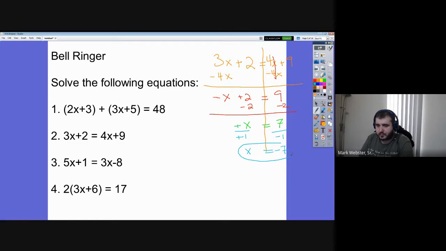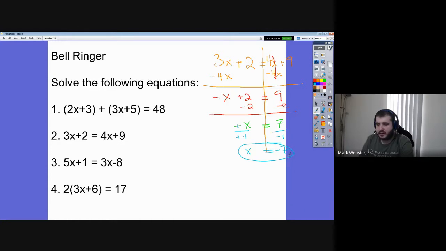So just be careful with your negative signs. It will make a difference. And again, you can double check. Is my answer correct? Well, 3 times negative 7 is negative 21 plus 2. That's negative 19. 4 times negative 7, that's negative 28. Plus 9 is negative 19. So negative 19 equals negative 19.